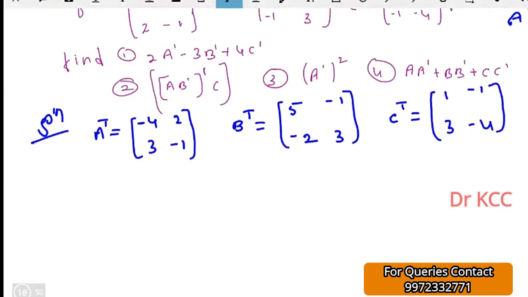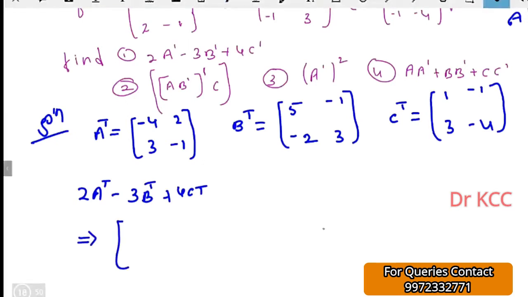Now we'll get into the problem. The problem says 2A transpose minus 3B transpose plus 4C transpose. Can you do this? We have to multiply 2 with A transpose. We know how to multiply, that is scalar multiplication. Directly write 2 into A transpose. A transpose is already here. Multiply and keep. 2 into 4, minus 8, 4, 2 3s are 6, 2 1s are 2.